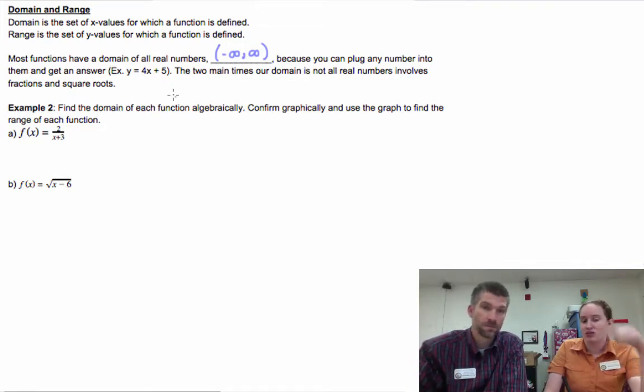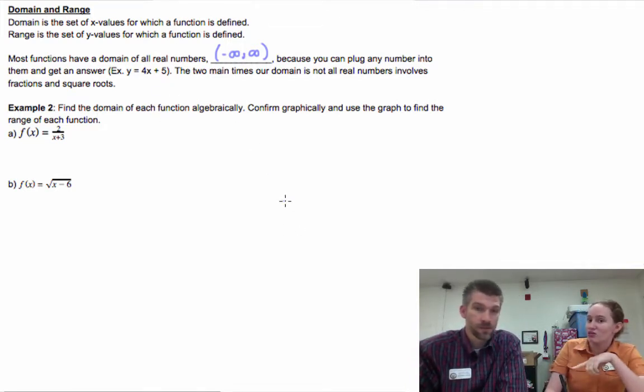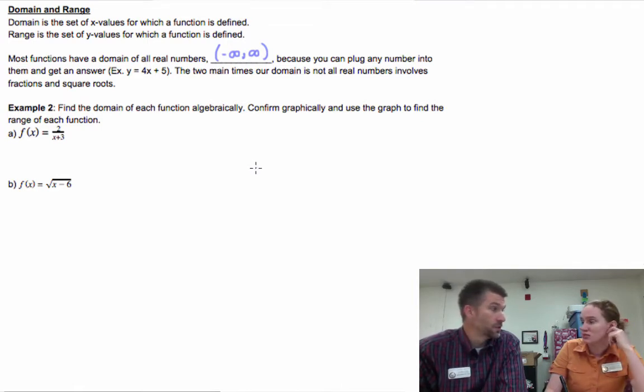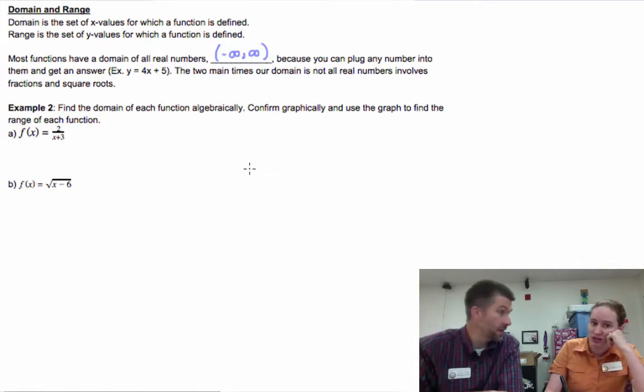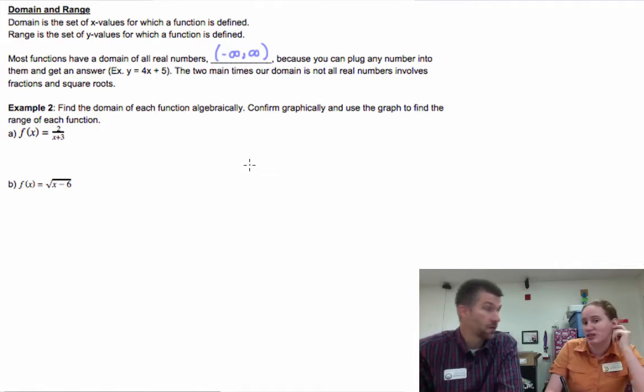The two main times our domain is not all real numbers, especially initially here, involve fractions and square roots. Those are the two biggies. In fact, in all of math, those are the two biggies when you run into domain issues. What number can you never have in the denominator? A zero. You cannot divide by zero.